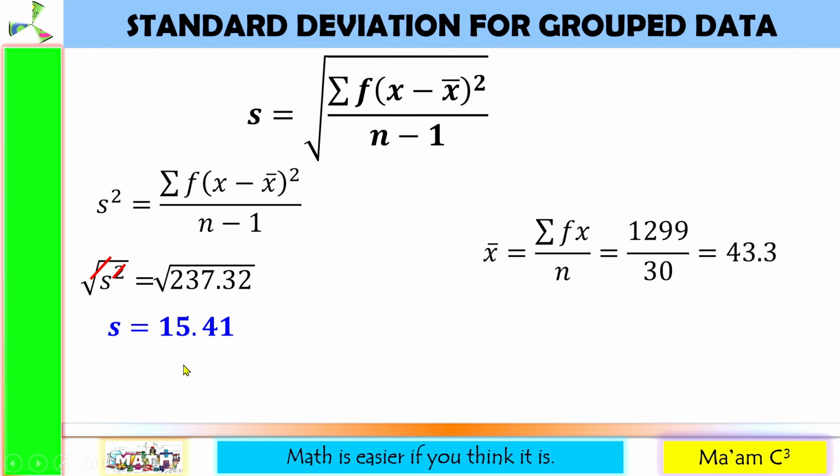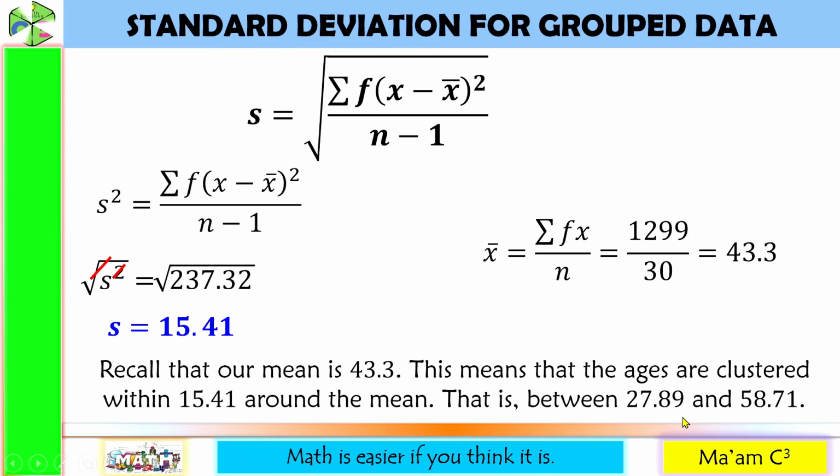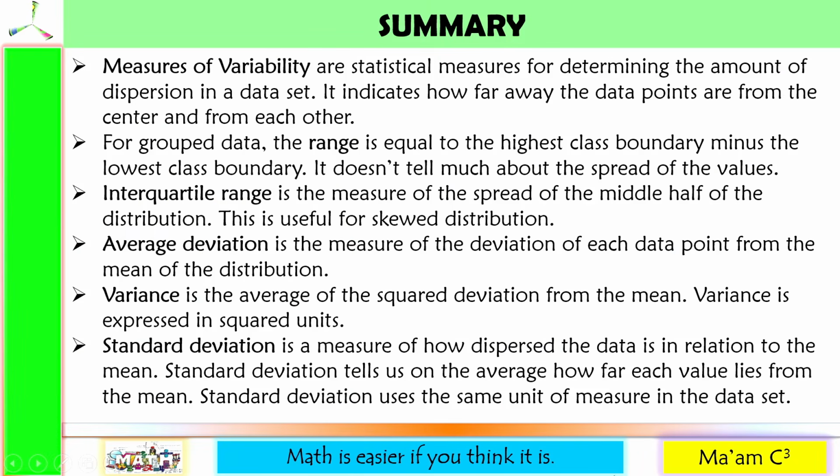So what does this mean? It means that the ages are clustered within 15.41 around the mean. So that is in between 27.89 and 58.71. How did we arrive at these values? 43.3 minus 15.41 is 27.89. 43.3 plus 15.41 is 58.71. For the summary, here are the things that we discussed in this lesson.